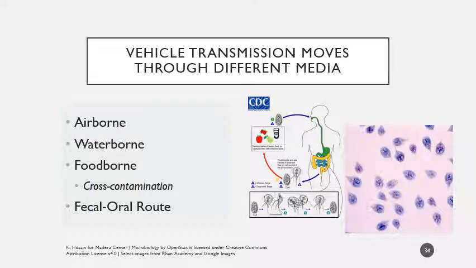Vehicle transmission, like I mentioned, moves that pathogen through different media. So for example, it might move through the air, or it might be waterborne or foodborne. Airborne, you might think about things like spores, fungal spores. If a fungus releases those spores, they can travel through the air. Airborne is kind of related to droplet transmission, depending on whether the droplets are coming into direct contact with us or whether they're traveling through the air to get to us. Waterborne and foodborne are closely related.